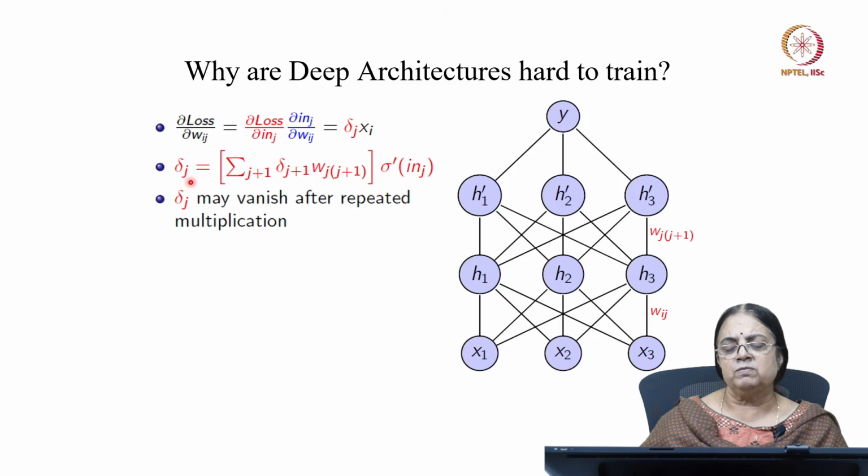You cannot use a multi-layer perceptron, especially if you have a number of layers this way. As you go down the layers from the output, when you're coming back, you find that this delta j will become smaller and smaller and become difficult to use basically.